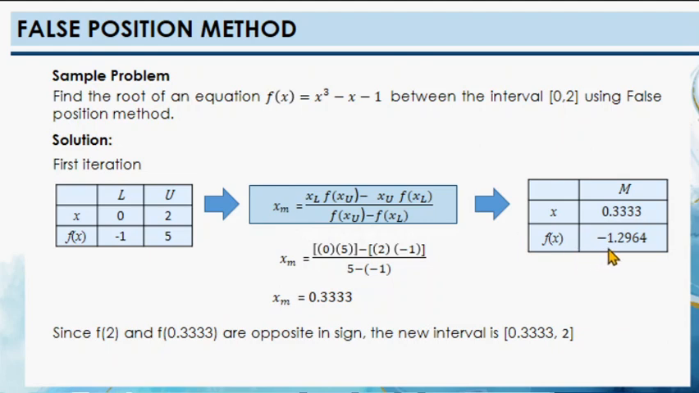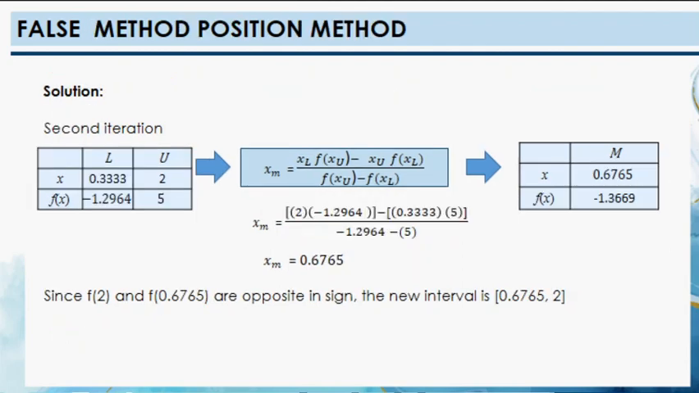Dahil mayroon na tayong x sub m, of course, makakapag-solve na tayo ng f of x sub m, which is negative 1.2964. So, mula sa lahat ng f of x sub L natin, f of x sub u, and f of x sub m, nagkaroon ng pagbabago ng sign. So, dun yun sa u at saka sa m. So, since f of 2 and f of 0.333 are opposite in sign, so the new interval is 0.333 and 2. So, mula dyan, pwede na tayo magkaroon ng second iteration.